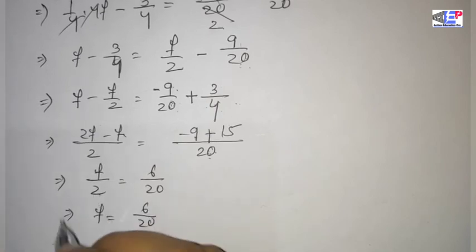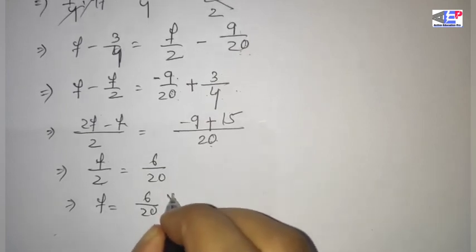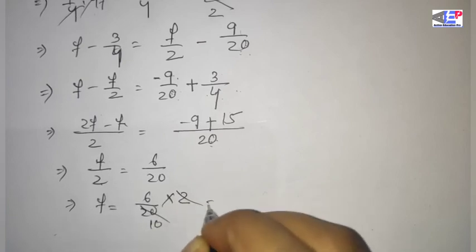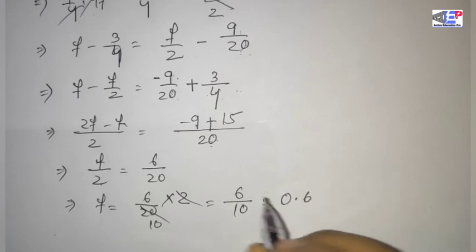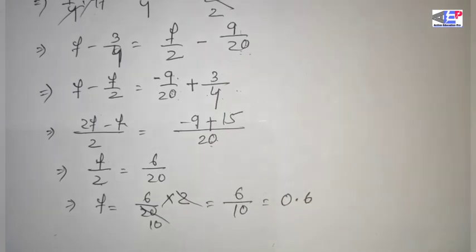The denominator 2 will become a multiplier when it moves from the left side to the right side. So 2 times 6 by 20, 2 cancels with 20, it will be 6 by 10. 6 by 10 is 0.6. Here the denominator is 10, so you can convert this fraction to a decimal number, and the decimal number is 0.6. 0.6 is the decimal form of the fraction 6 by 10, and this is your answer.